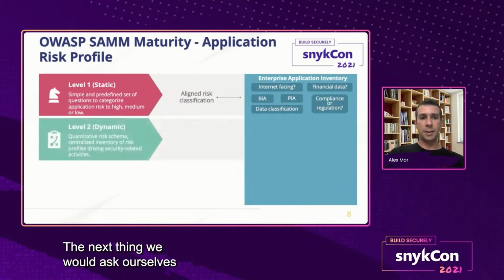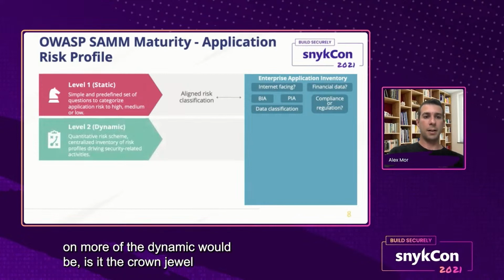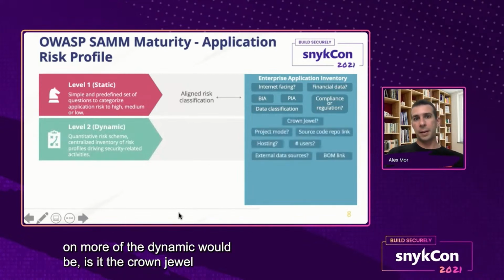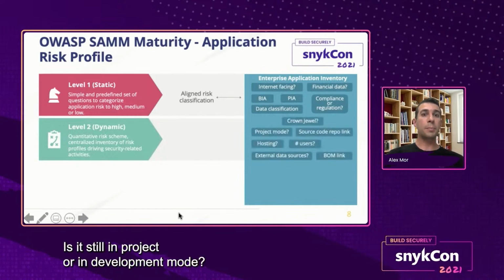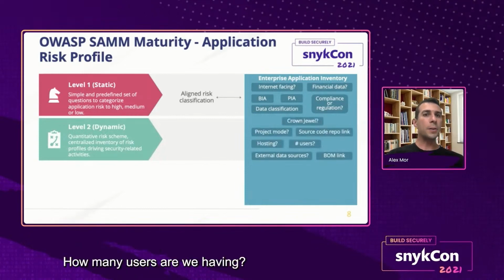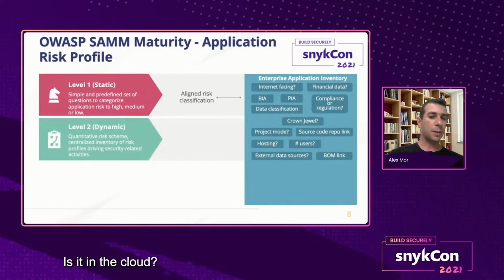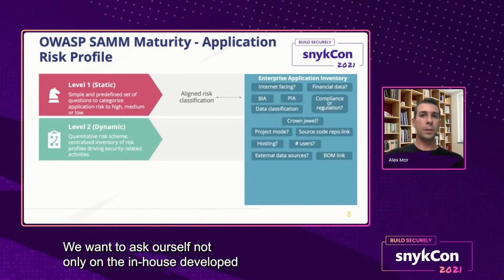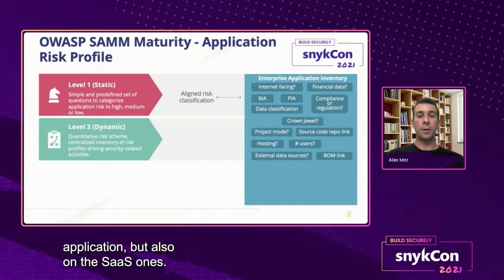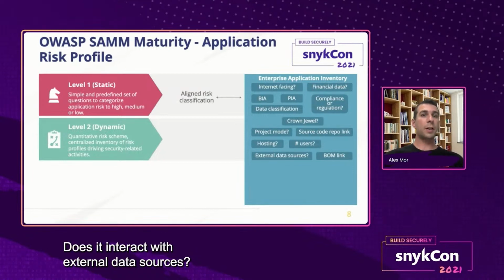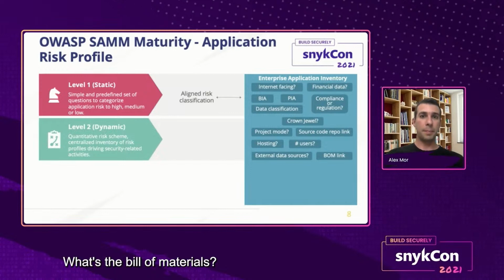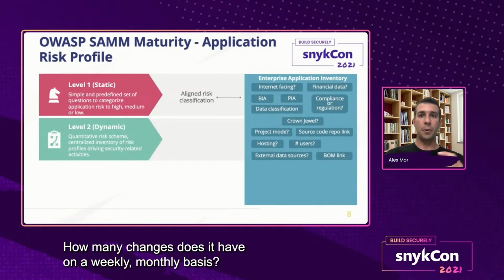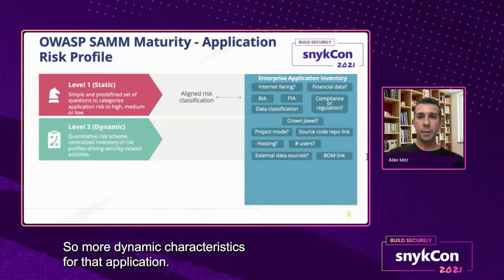The next thing we would ask ourselves, on the more dynamic side, would be: is it a crown jewel application? Is it still in project or in development mode? How many users do we have? Where is it hosted? Is it in the cloud, on-prem, or even a SaaS application? We want to ask not only about in-house developed applications, but also the SaaS ones. Does it interact with external data sources? What's the bill of materials? How many changes does it have on a weekly or monthly basis? These are the more dynamic characteristics of that application.